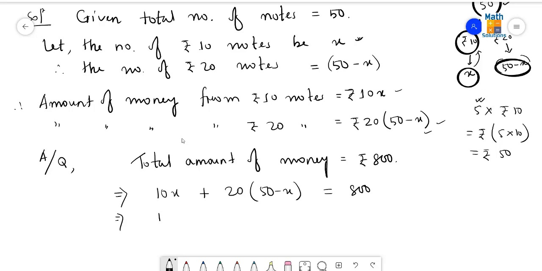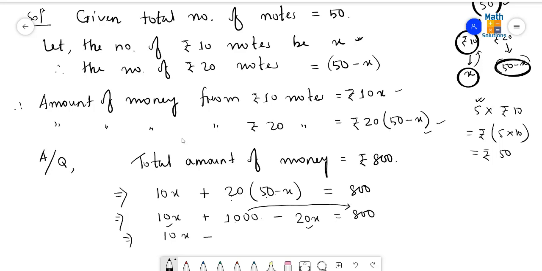So after this, when I break it, I shall get 10x plus 20 into 50. The result will come to be 1000. Yes or no? 50 into 20 means 5 2s are 10 and 2 zeros after that. After that, again 20 we have to multiply with this x, and I shall be getting the result to be 20x, that is equal to 800. Now I shall have to keep these two variable containing terms alone on one side, while 1000 will have to be shifted to the opposite side.